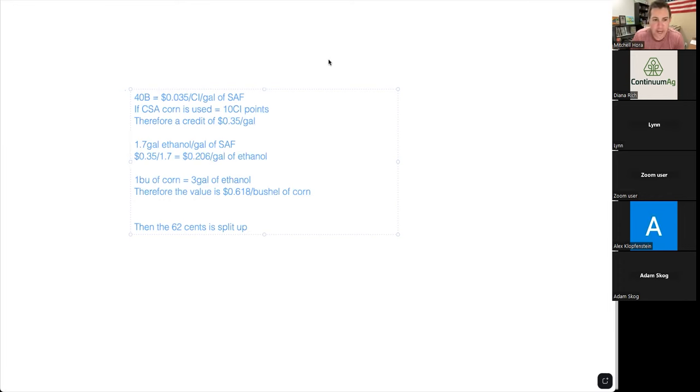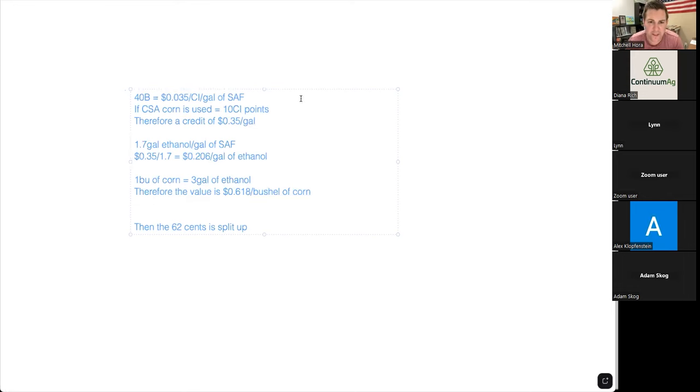Last week, I multiplied the 35 cents times 1.7, which was the wrong math. You have to take the 35-cent SAF tax credit divided by 1.7 gallons of ethanol per gallon of SAF, and run the math from there. So let me see.